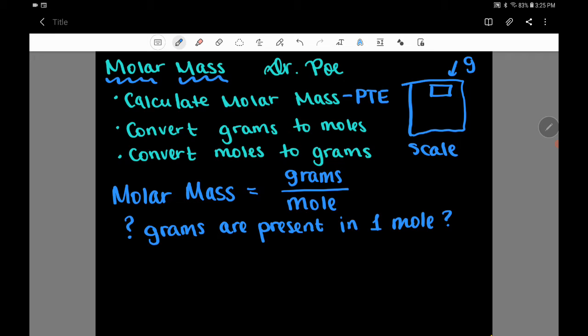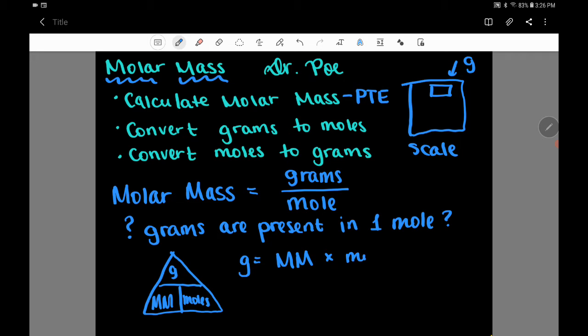Okay, and so that's really how we're going to use this ratio. And some people like to do this via what I like to call the triangle method. So you can kind of solve this: if you're given 2 of any one of these, just like for density, you can solve for the third. So our molar mass, our grams, and our moles, just like that. So if you want to solve for grams, you're going to multiply the molar mass times the moles. And if you want to solve for the moles, that's going to be the grams over the molar mass.